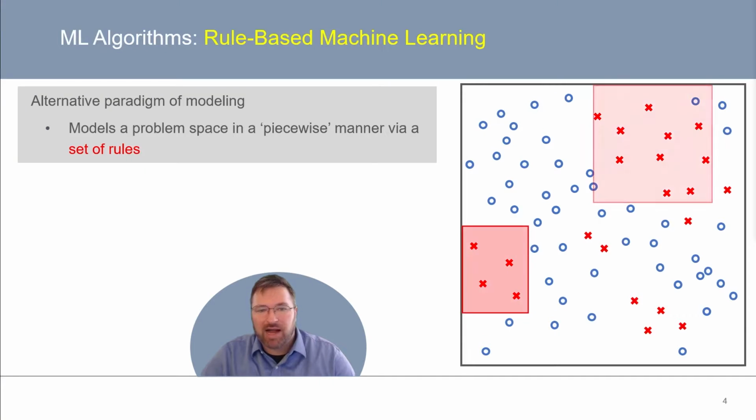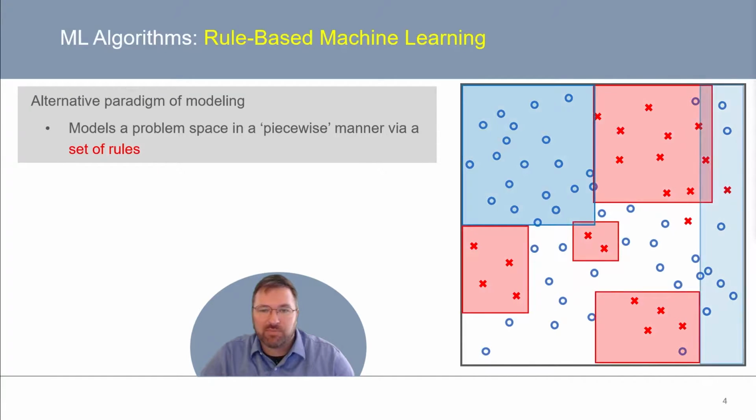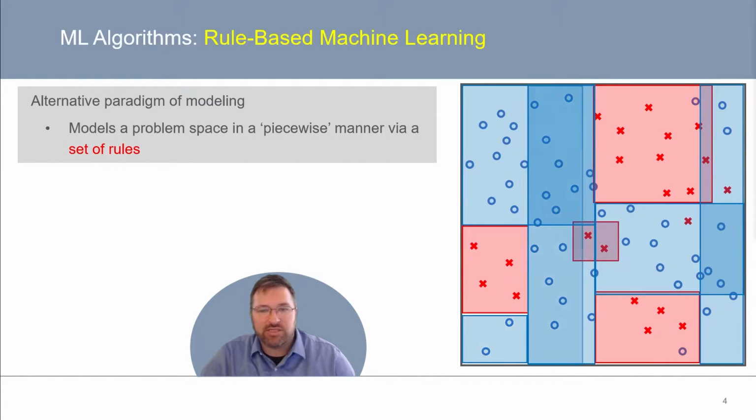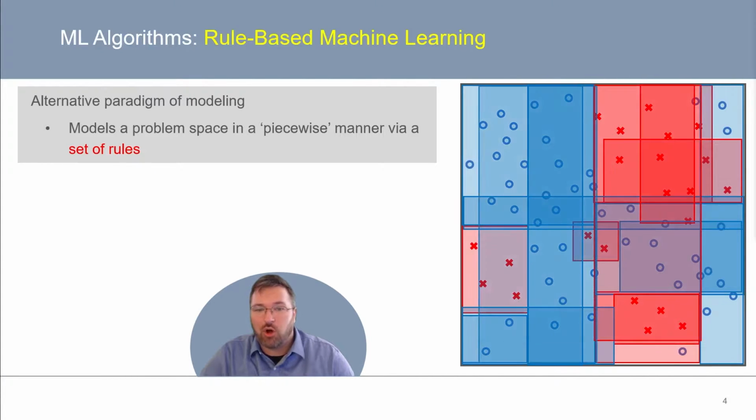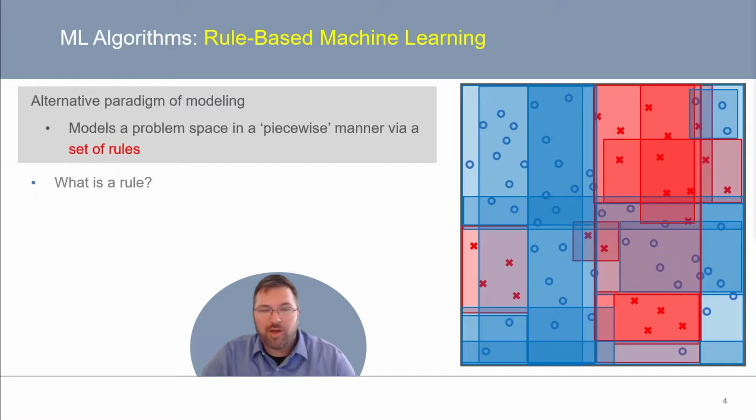Here, each box represents the piece of the problem space covered by a single discovered rule. Ideally in classification, each box will capture all or mostly just one of 2 classes. Ultimately, this set of rules here identifies regions of the problem space that are predicted to be one class or the other. So what is a rule?